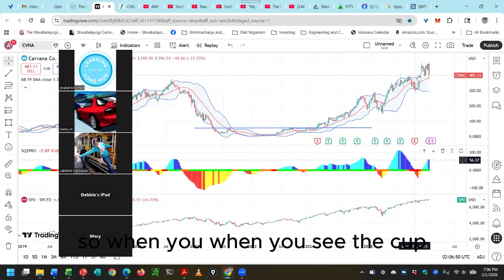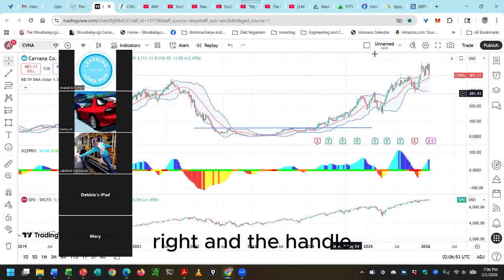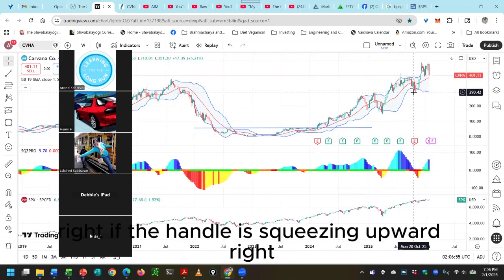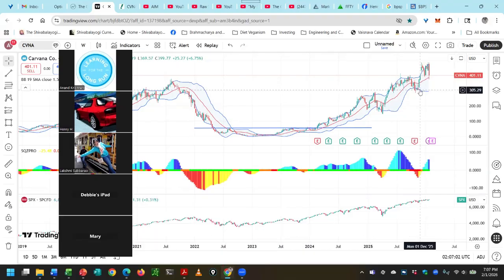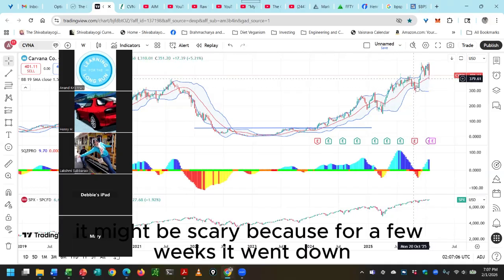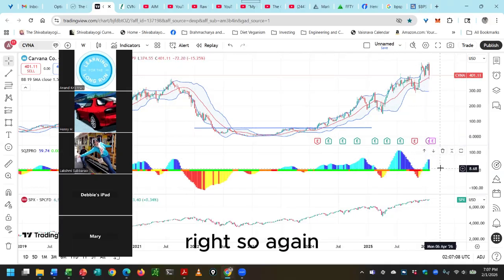So when you see the cup and the handle, if the handle is squeezing upward, that's the time to buy, even though again it might be scary because for a few weeks it went down, right?